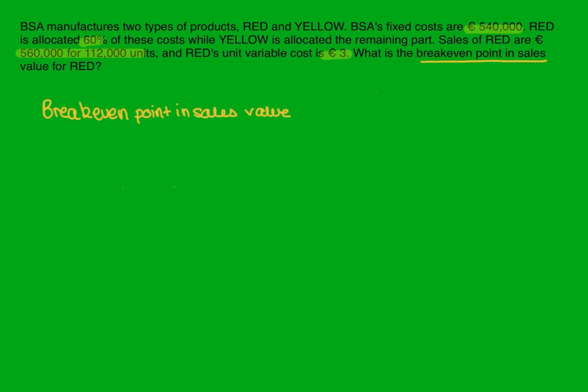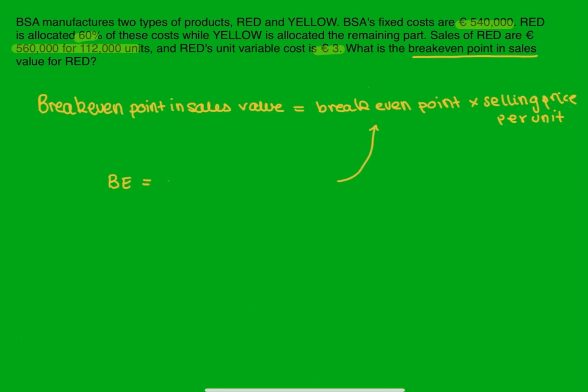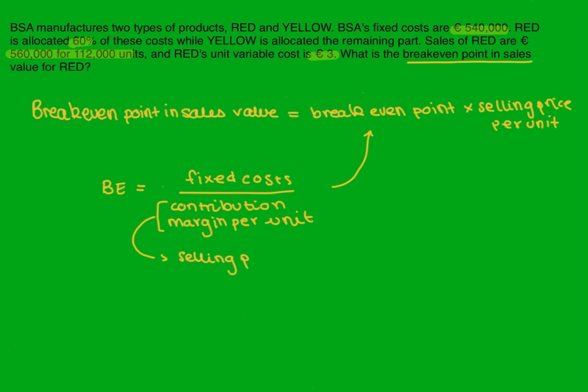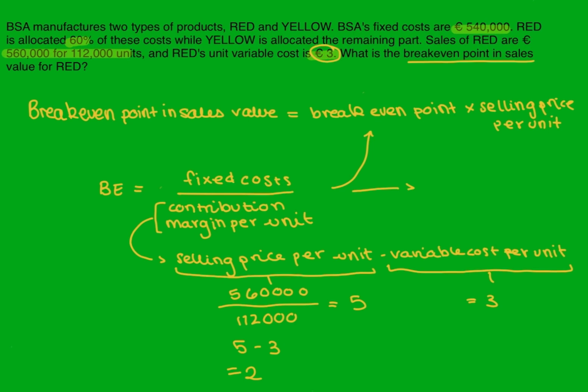in sales value, the calculation for that is break-even point times selling price per unit. So, to calculate break-even, it's fixed costs over contribution margin per unit. And to find contribution margin, it's selling price per unit minus variable cost per unit. So, the selling price per unit is 560,000 over 112,000, which is 5. And the variable cost per unit is just 3, which is given to you in the question. So you do 5 minus 3, which equals 2.